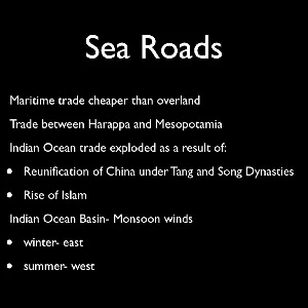Trade in the Indian Ocean basin was made possible by predictable monsoons. In winter, the winds blew east, and in summer, the winds blew west. So, like the Silk Roads, various port cities emerged, and these cities were dependent on the trade.